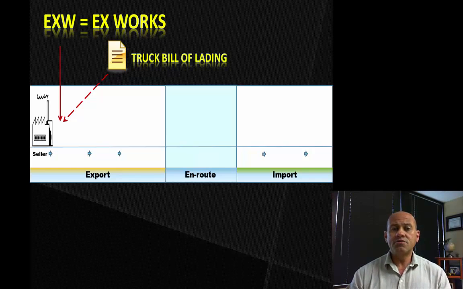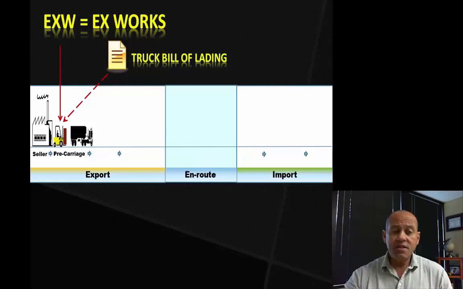So the first Incoterm that I'd like to go over is called Ex Works, and it's one of the simplest Incoterms from the standpoint of the exporter. What it basically means is that the seller is going to make the goods available at their premises, which means that the buyer is going to have to arrange for the goods to be loaded onto the truck.